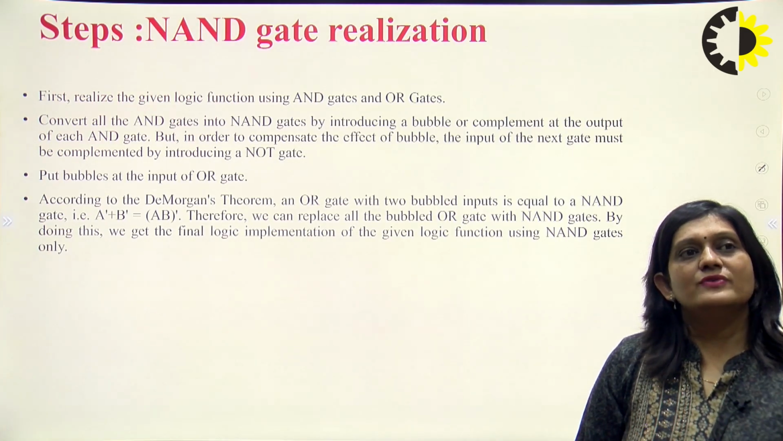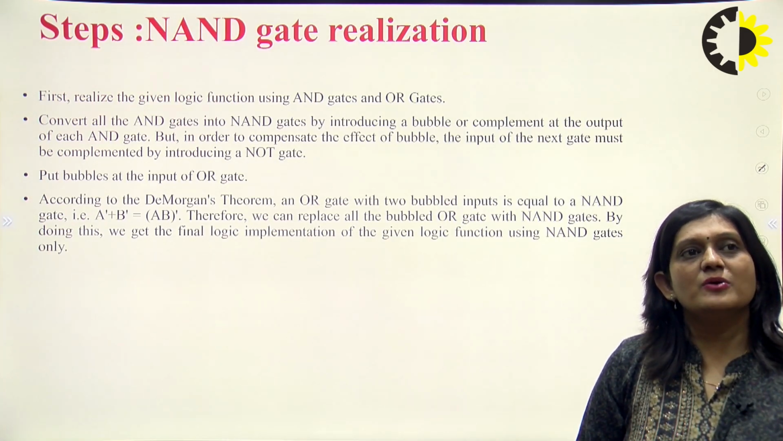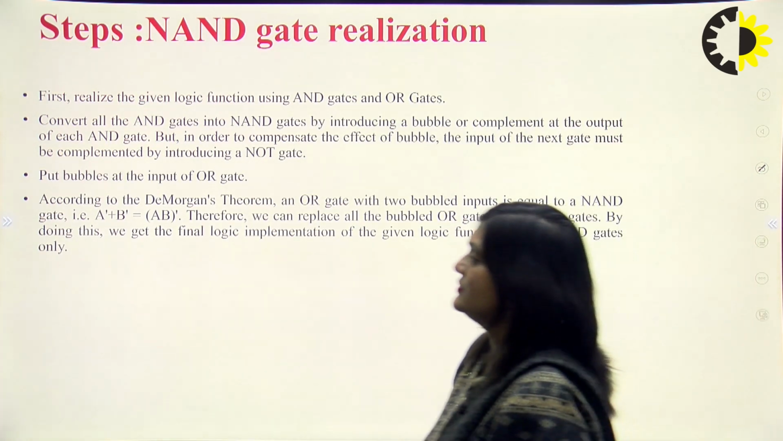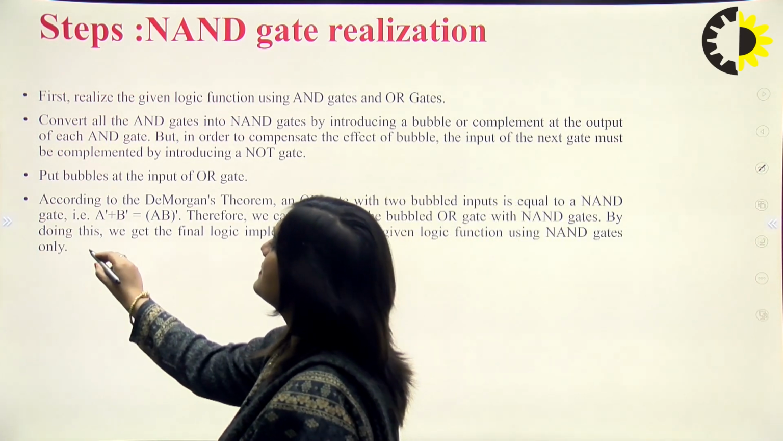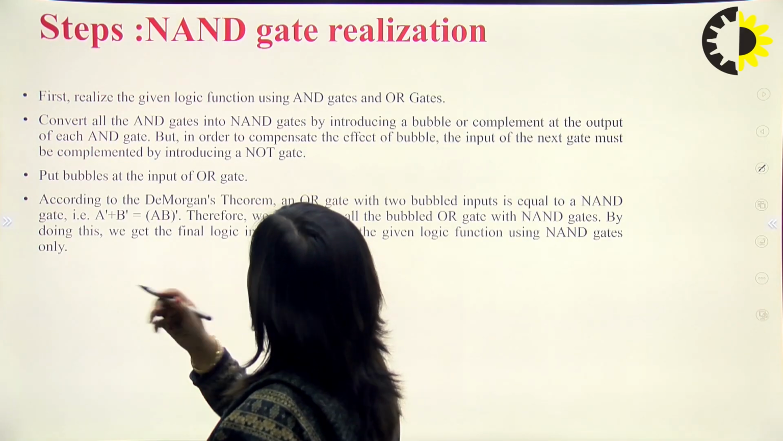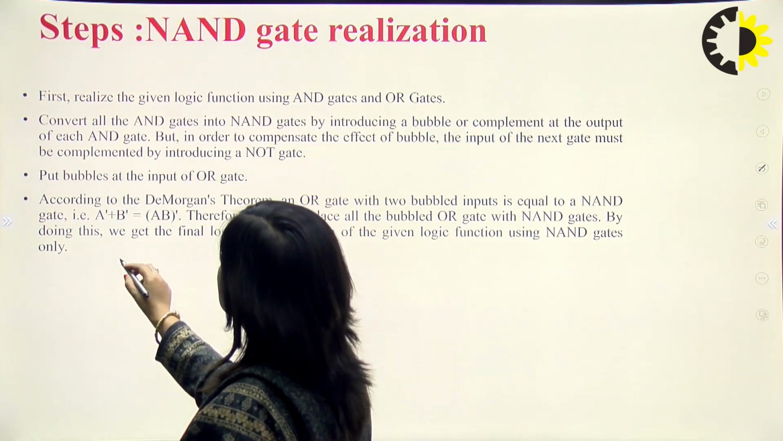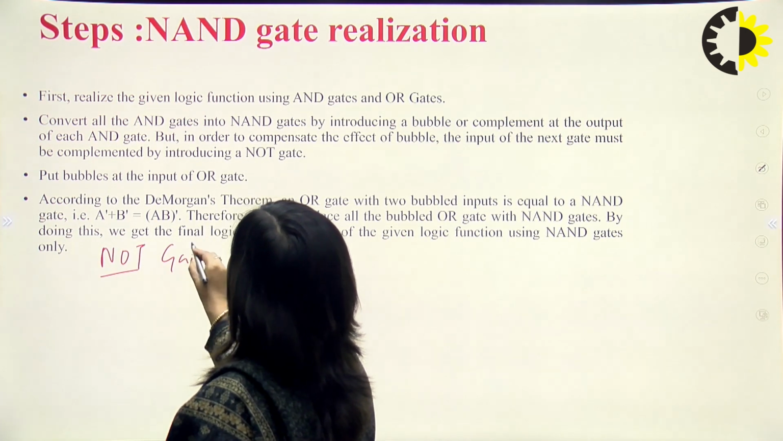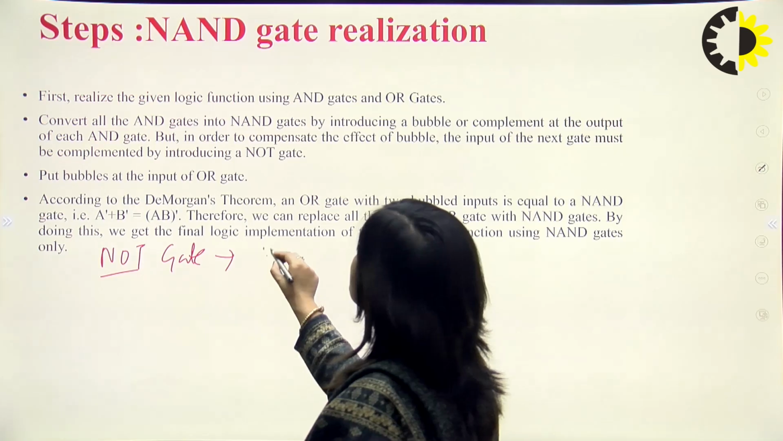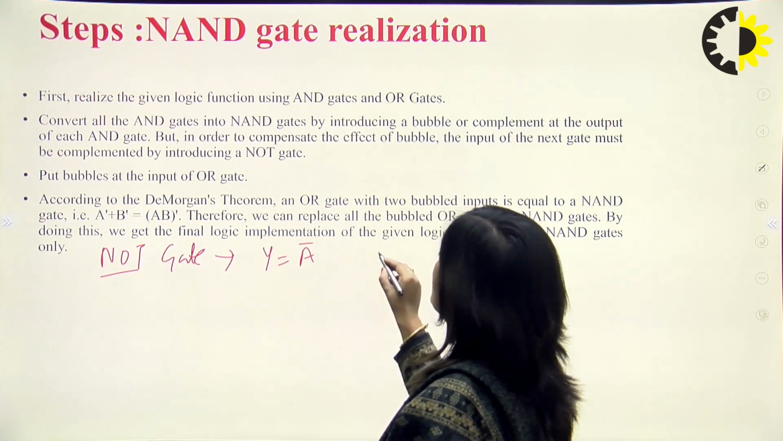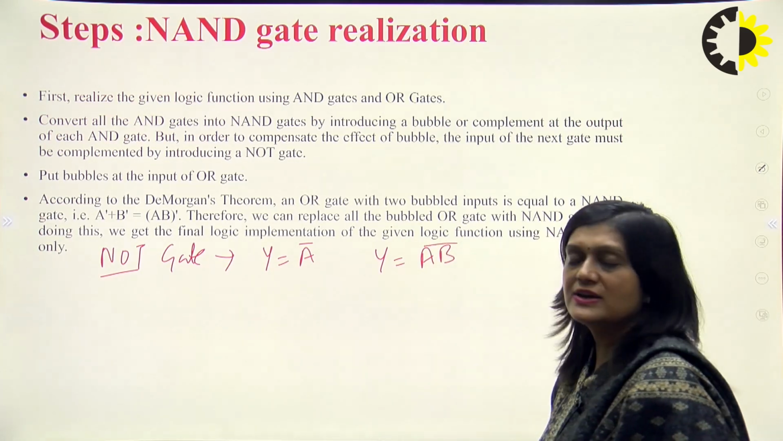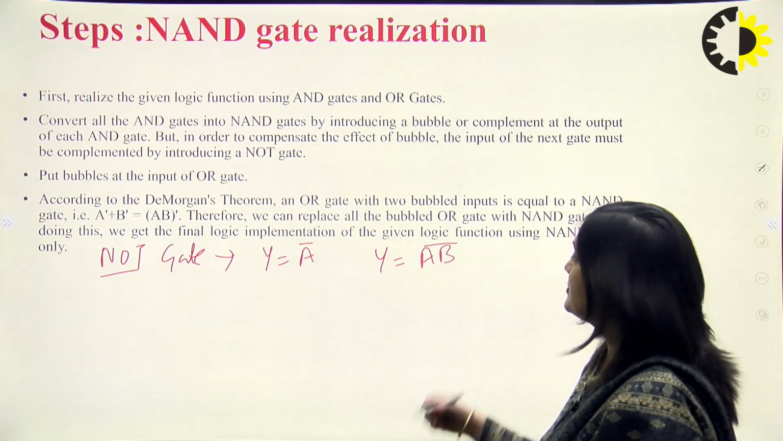So how can we realize other gates with the help of the NAND gate? If we have a NOT gate, we can use the bubble method also. So here we are using the bubble method. If we want to design the NOT gate, NOT gate is y equals a bar, and our NAND gate is y equals (ab) bar. So we have to realize the NOT gate with the help of the NAND gate.